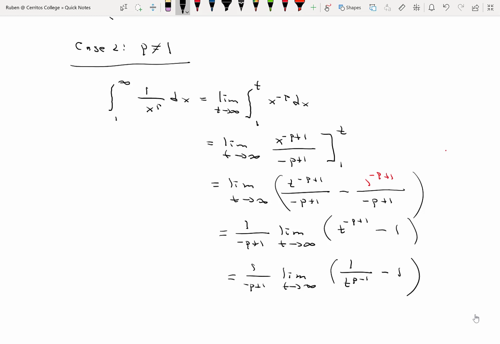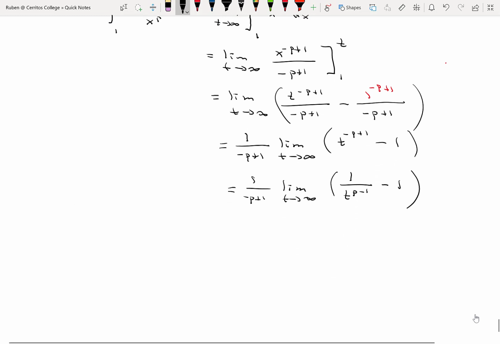Okay, all I did is I took the negative of the exponent and I popped the power into the denominator using rules for exponents. As long as that exponent is positive, the limit of the first term will be 0, 1 over t to a positive number is 0. If that exponent is negative, it brings the t back up into the numerator. The limit goes to infinity.